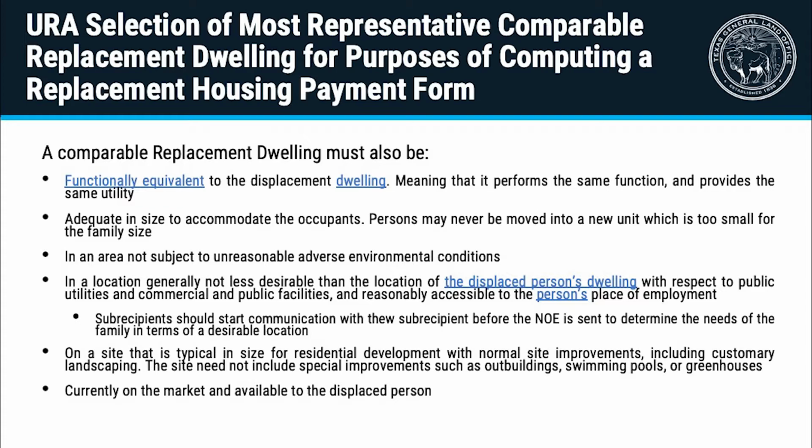Subrecipients should start communication with the applicant before the NOE is sent to determine the needs of the family in terms of a desirable location. The unit must be on a site that is typical in size for residential development with normal site improvements, including customary landscaping. The site need not include special improvements, such as outbuildings, swimming pools, or greenhouses. It must be currently on the market and available to the displaced person.